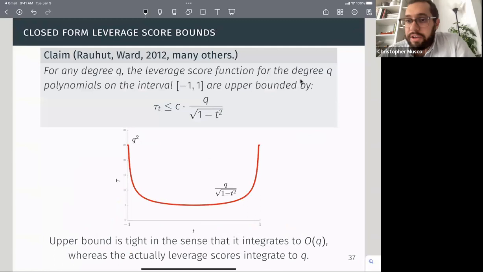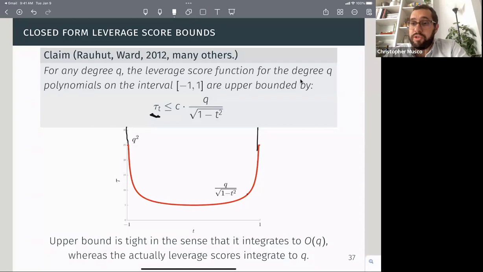I don't know the exact right citation for this, but it can be proven a million different ways. One thing you can do is prove that these leverage scores, tau t, for the polynomial approximation problem are always upper bounded by some constant times my polynomial degree times this really simple function, just 1/√(1 - t)². This function asymptotes to infinity near -1 and 1. You can prove a slightly tighter bound, but it doesn't matter too much, that the leverage scores also never get above Q squared. But certainly you can prove they're always less than this function, c·Q times 1/√(1 - t)².